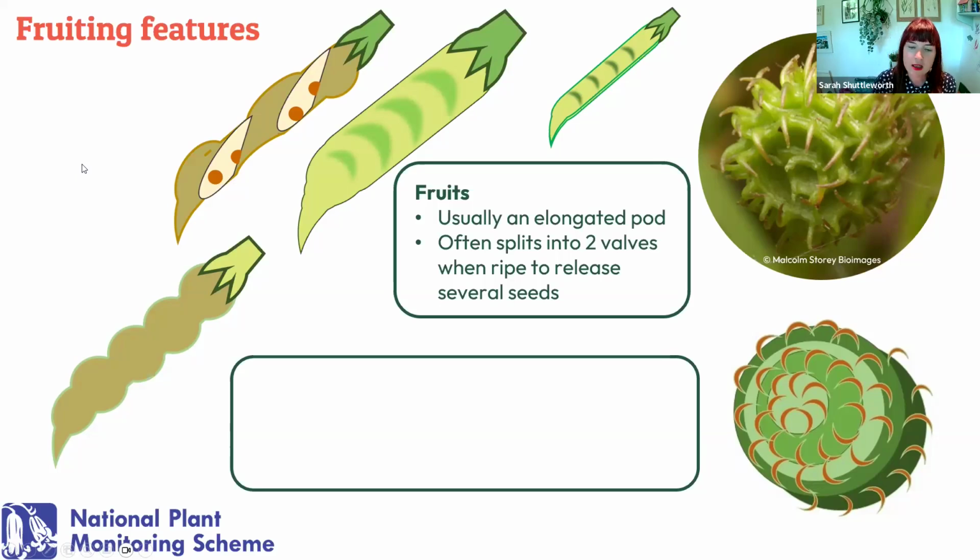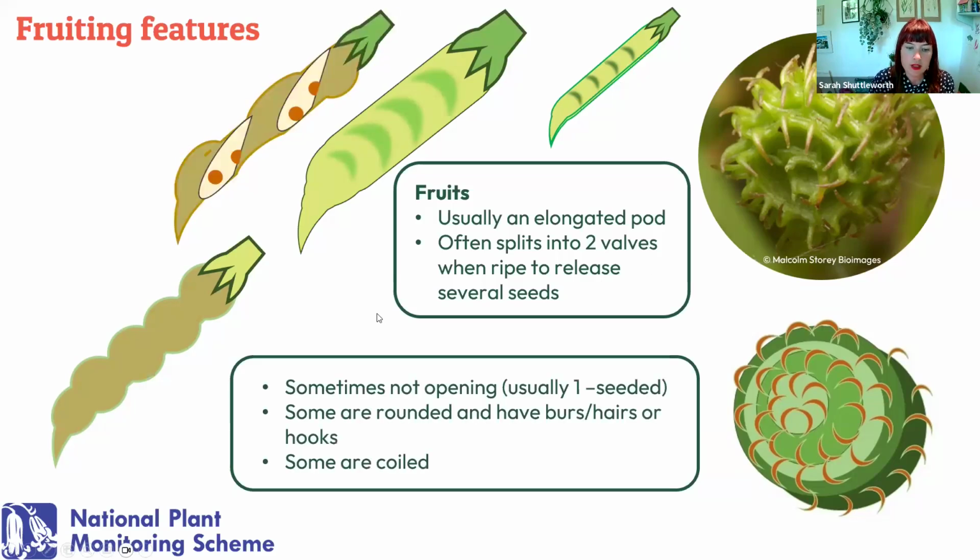Surprisingly, the majority of the fruits within the pea family are in a pod full of peas. So that can be another really easy way to tell that you've got a member of the pea family. So usually an elongated pod, which can often split into 2 valves, maybe along the centre, opening like a book, or quite often they twist as they ripen to release the seeds. But sometimes there isn't a pod and you just have a one-seeded type thing that doesn't resemble a pea pod. Or sometimes they're rounded or have burrs or hairs or hooks, which is obviously a method of attaching themselves to an animal to get moved to a new location.